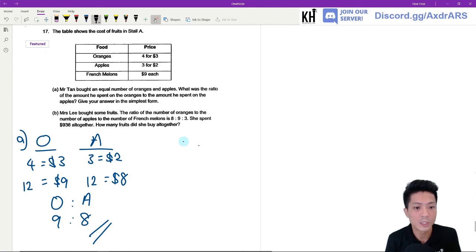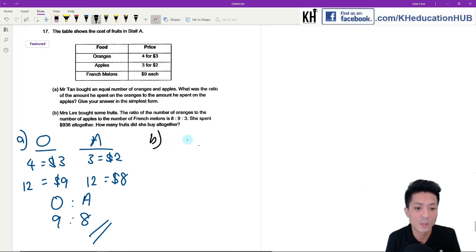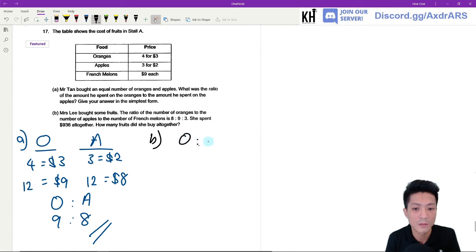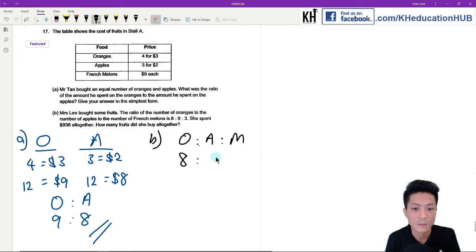Part B, Mrs. Lee bought some fruits. The ratio of the number of oranges to the number of apples to the number of French melons is 8:9:3. She spent $936 altogether. How many fruits did she buy? Okay, so O:A:M is 8:9:3.